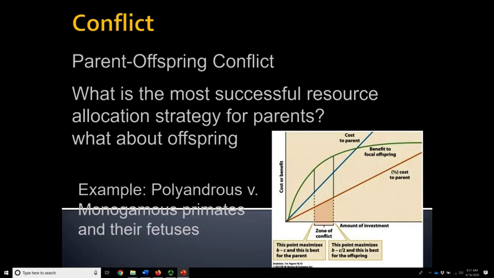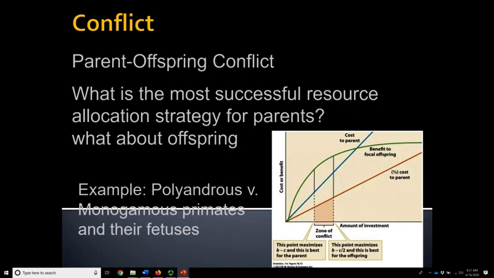And this results in some very interesting behaviors, but also some interesting phenotypes that have been selected for because they've popped up randomly and then there's natural selection working on them. So one really fun example is polyandrous versus monogamous primates and their fetuses.